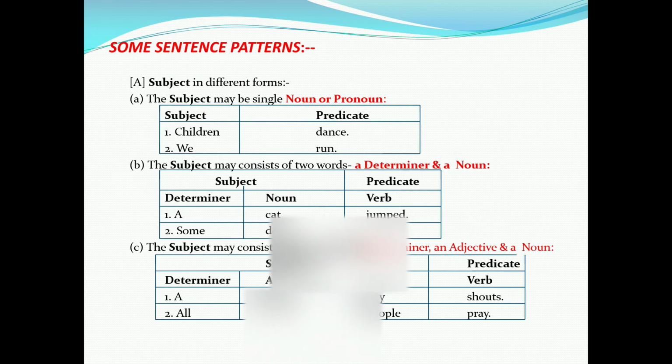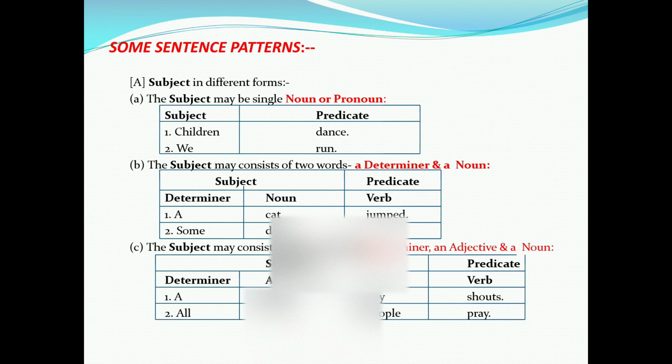There are some sentence patterns. In the sentence pattern, subjects have different forms and predicates also have different forms. Let us discuss first the subject in different forms. Thus, in the first form, the subject may be single, in a noun or pronoun form. Take examples as below. Children dance. In this, the subject is only children, a simple noun. We run. Here the subject is we. Predicates are dance and run here because they are verbs.